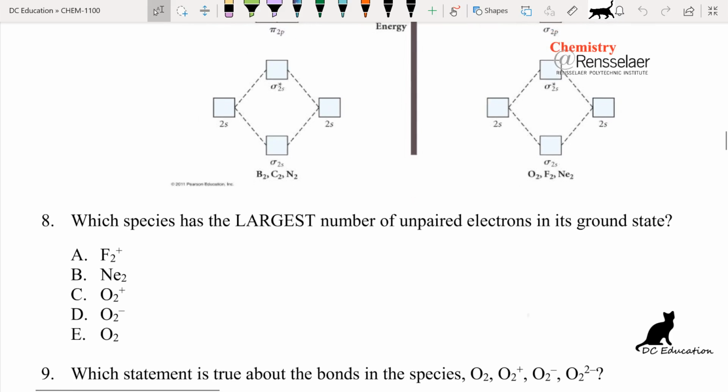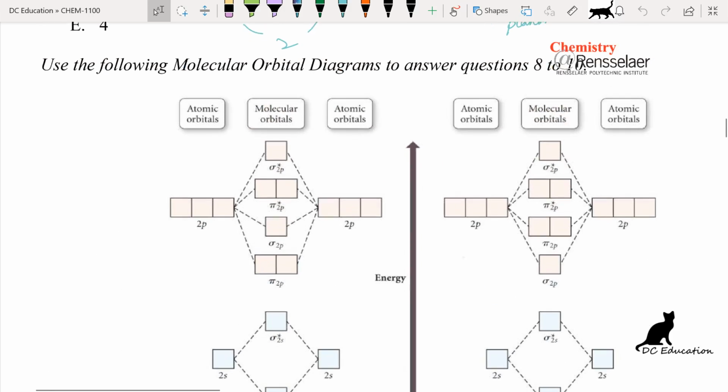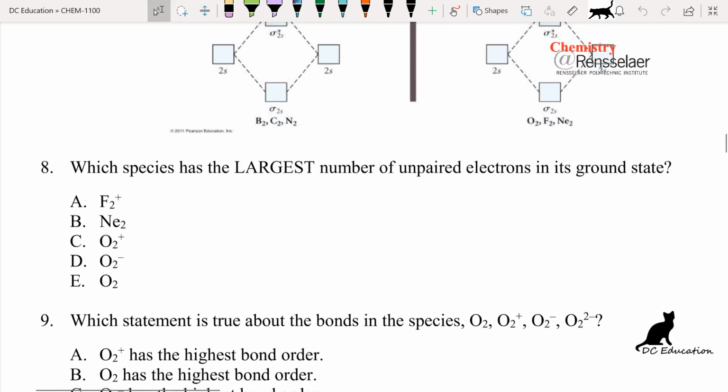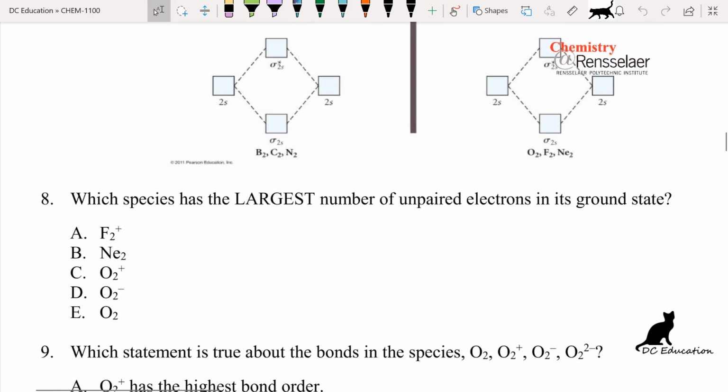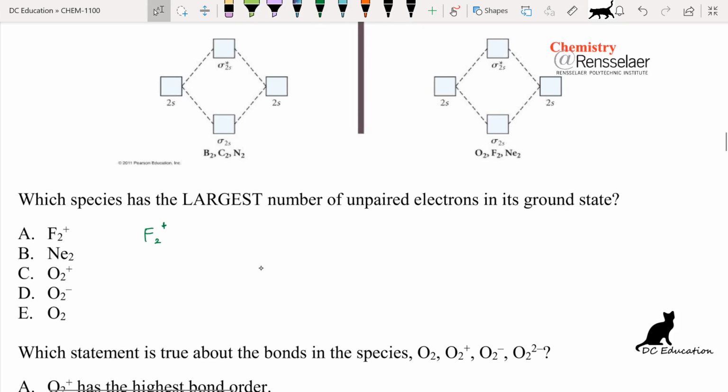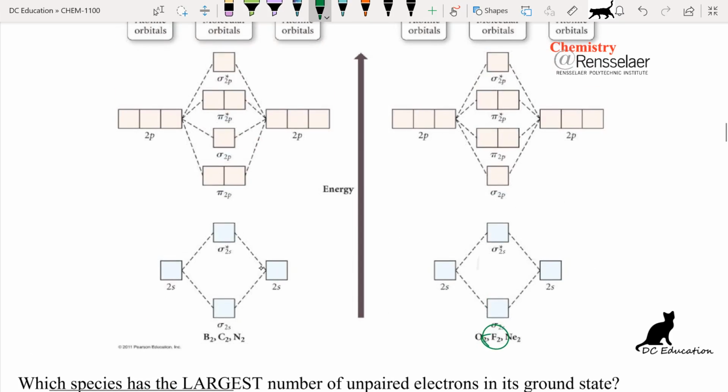The way we approach this kind of problem is we try to fill the molecular orbitals we have over here with the given diatomic molecules. So let's take a look at all these answers. The first one is difluorine, actually fluorine gas, but with one positive charge, which means there's one electron missing. And for fluorine, as you can see, fluorine is over here, so that's why we need to use this.